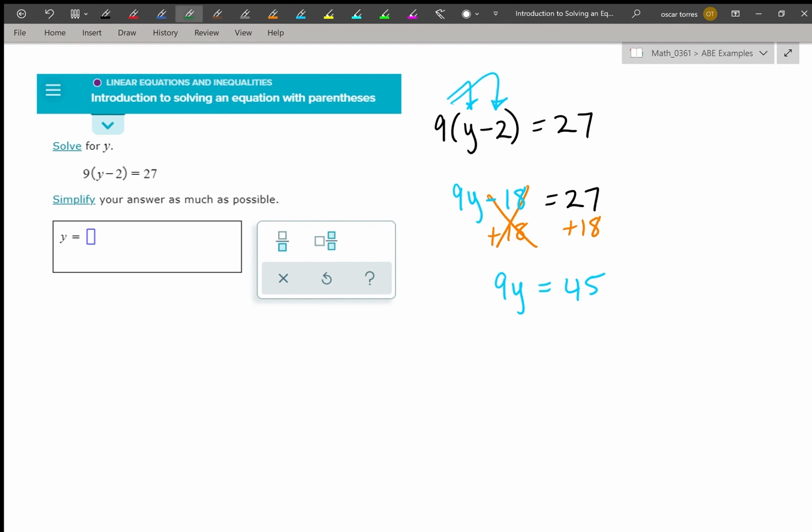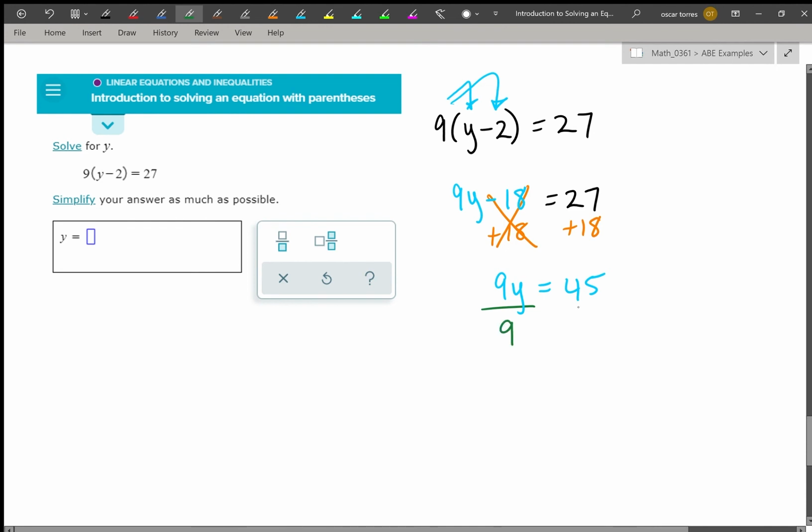So to get y by itself, y is being multiplied by 9, so we end up dividing both the left side and the right side of the equation by 9. On the left side, the 9's cancel out, and it leaves us with y equals whatever 45 divided by 9 is. 45 divided by 9 is 5, so we end up with y equals 5 as our final answer.